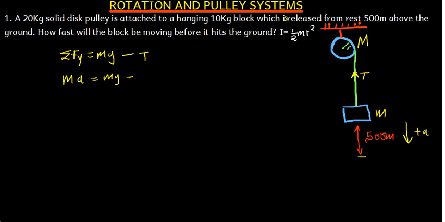Now this same tension in the cord is causing rotation of the disc, because we know that when we have a disc, there is a radius here, and then there is a tension here.